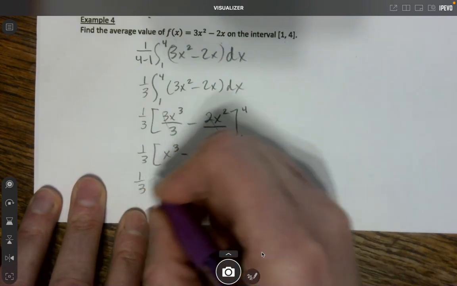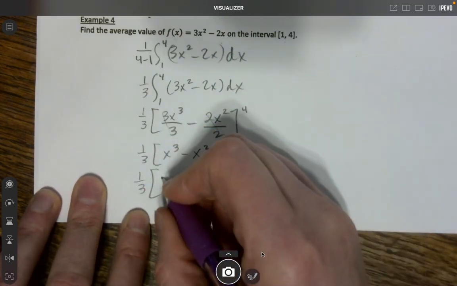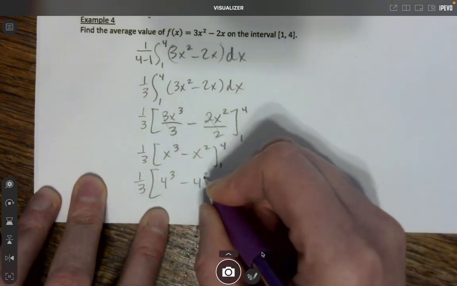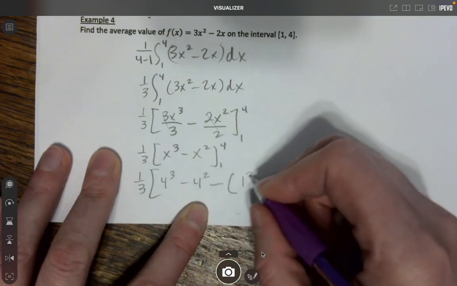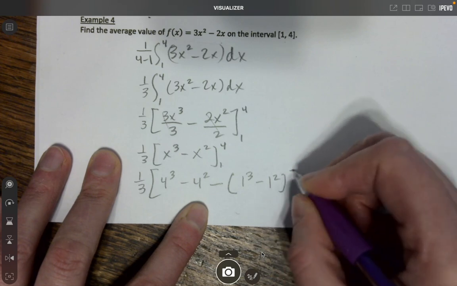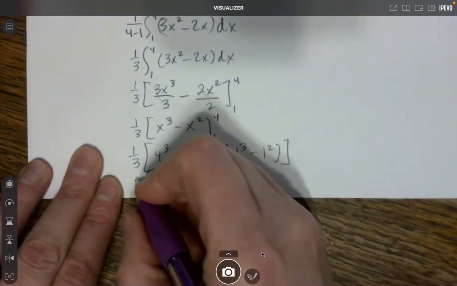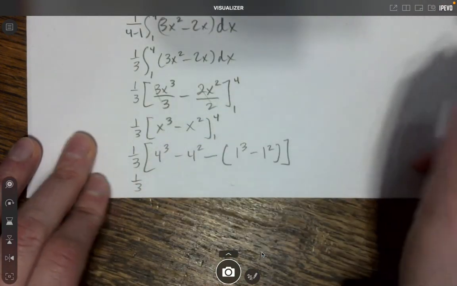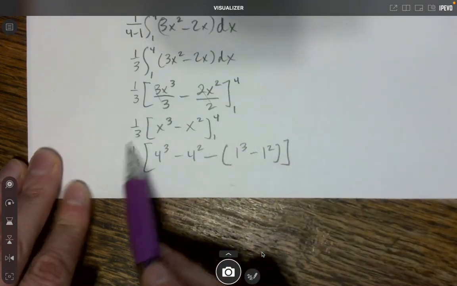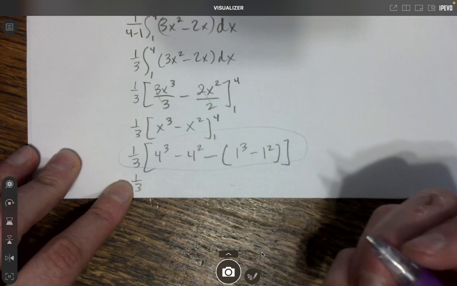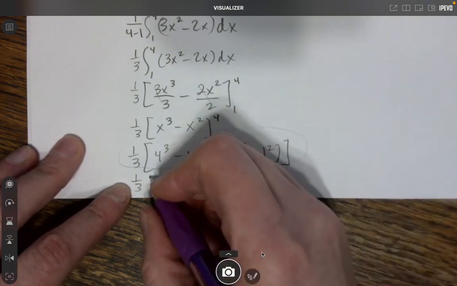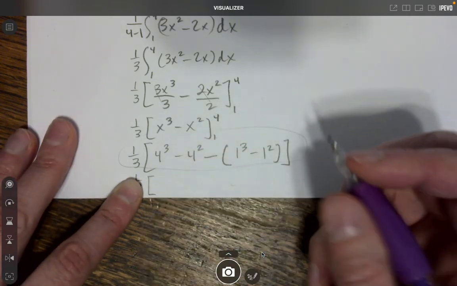So the 1/3 stays out front. We'll have 4 cubed minus 4 squared minus, and then I'm going to substitute 1 in. 1 cubed minus 1 squared. And lots of algebra here. So you can see where if this is an AP test, you're totally stopping right here, right? You're not going to keep going. But we do need to practice some of this stuff. We do want to keep our algebra skills sharp.